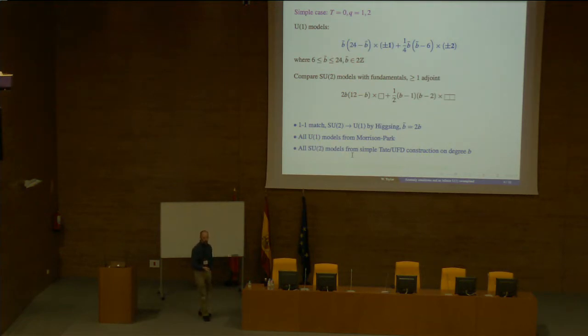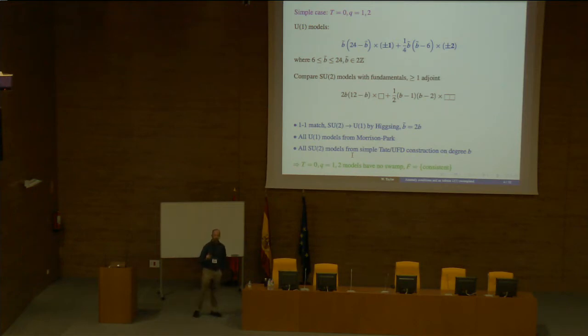We use the Tate or UFD construction, where we simply tune F and G to successive orders, or we use the Tate form for SU2, which is very simple, and it gives us a construction on a degree B curve on P2. All of these U1 models come from the Morrison-Park construction, which is the simplest known way of writing down a Weierstrass model with a single U1, and there's a one-to-one match in these. So in this particular simple case, there's no swampland. We have a complete match in the set of F-theory models and the set of models that satisfy the anomaly conditions when we have no tensors and only charges 1 and 2.